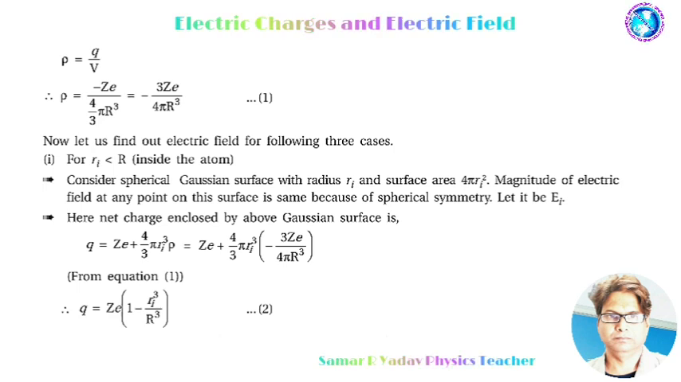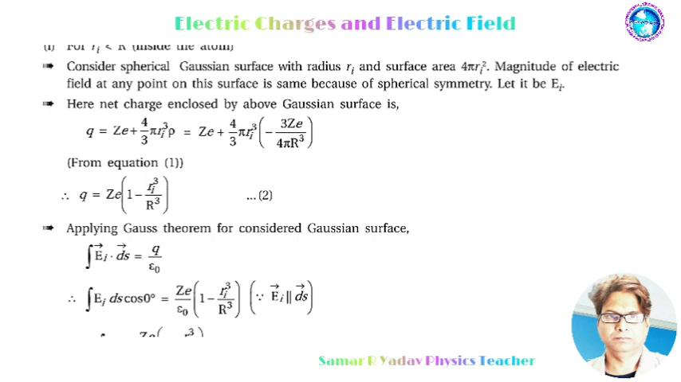First, for ri less than capital R, inside the atom, consider a spherical Gaussian surface with radius ri and surface area 4 pi ri square. Magnitude of the electric field at any point on this surface is the same because of the spherical symmetry. Let it be Ei. Here the net charge enclosed by the above Gaussian surface is small q is equal to capital Ze plus 4 by 3 pi ri cube rho, which is equal to capital Ze plus 4 by 3 pi ri cube in bracket minus 3 capital Ze upon 4 pi capital R cube.